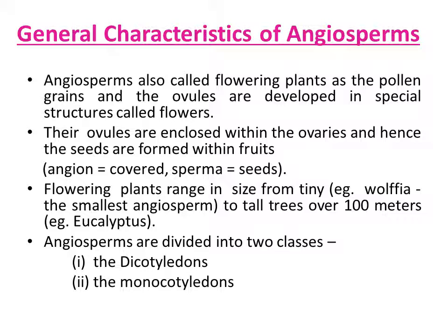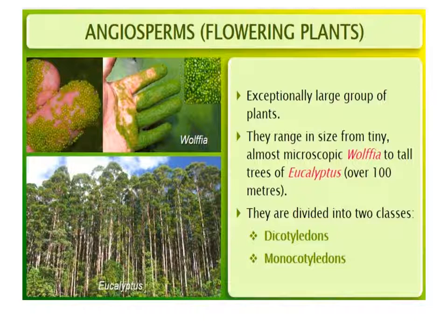Flowering plants range in size from tiny, for example Wolffia, the smallest angiosperm, to tall trees over 100 meters, for example Eucalyptus. Angiosperms are divided into two classes, dicotyledons and monocotyledons. Angiosperms are an exceptionally large group of plants. They range in size. They are divided into two classes, dicot and monocot.